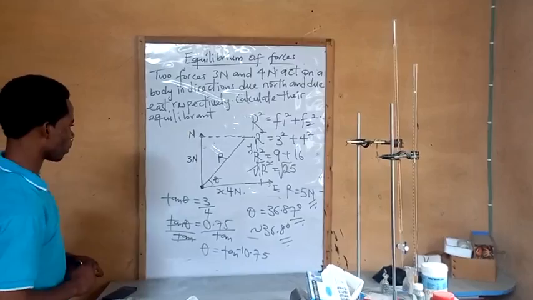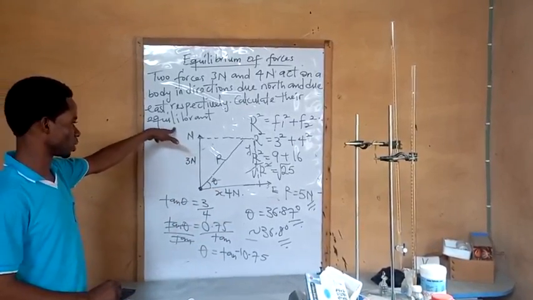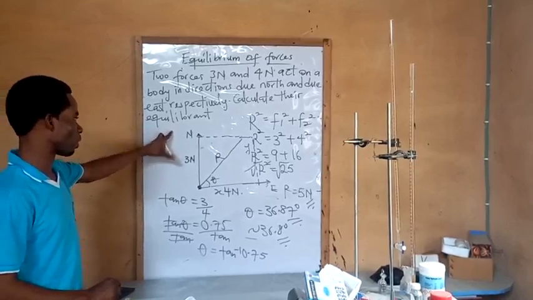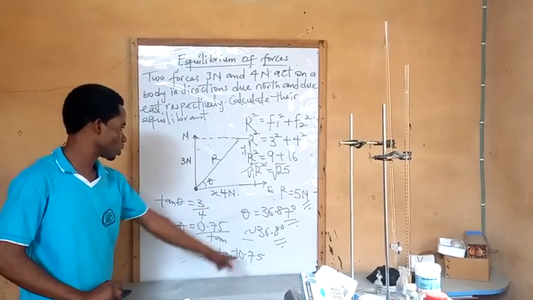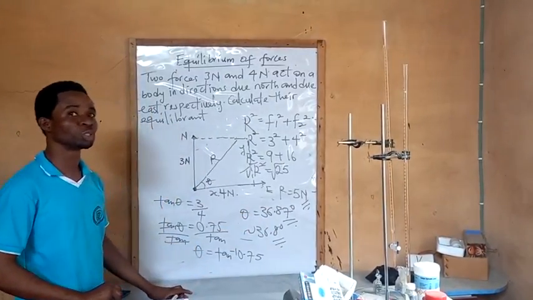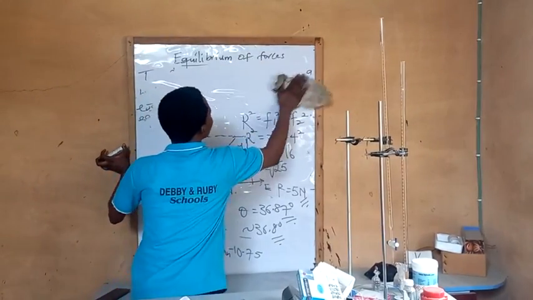Now don't forget that we are actually looking for equilibrant. We are not looking for resultant. Our resultant is 5 Newton. In which direction? In the direction of 36.87 degrees.